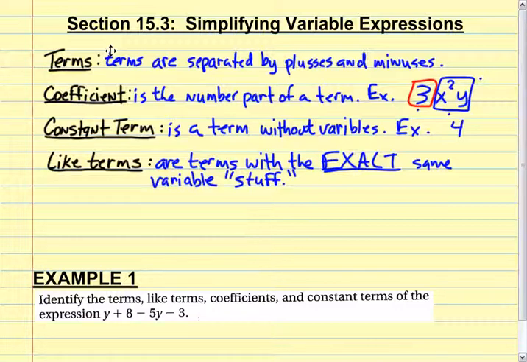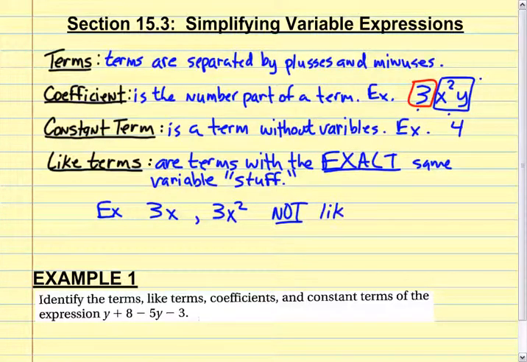Okay? So for instance, let's do this. 3x, here's my example, and 3x squared. Are those like terms, Lily? Yes. No. Oh wait, no, sorry. Not like terms? Why not? Because they don't have the exact same variable stuff. One is x and one's x squared.